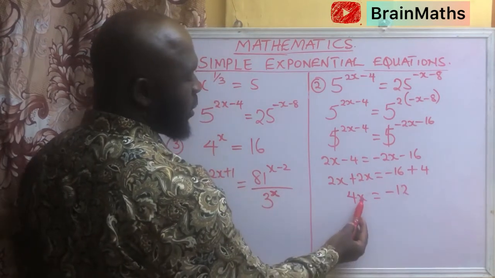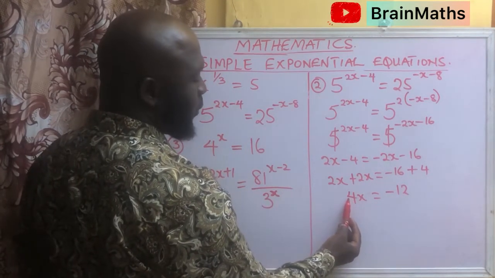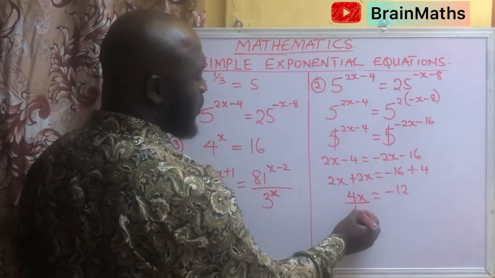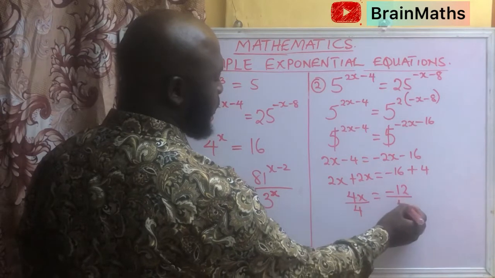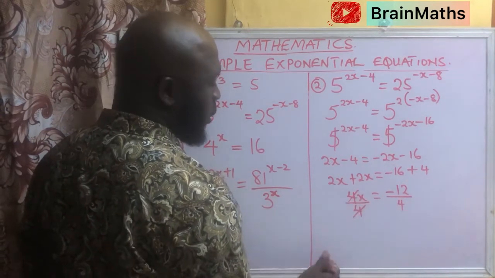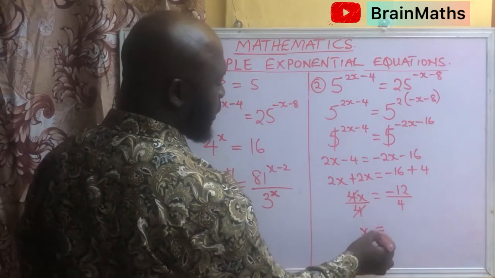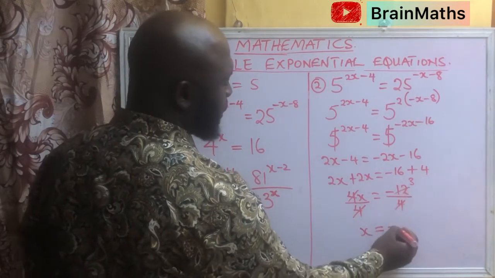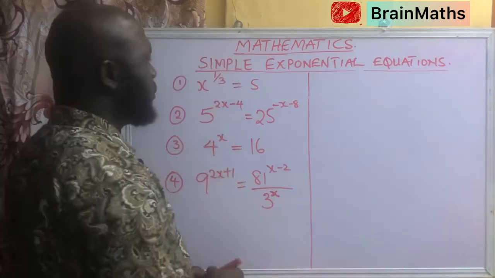So we are trying to eliminate the coefficient of x, which is 4, to get the value of x. So we divide both sides by the coefficient. 4 is gone, and we are left with x equals, how many 4 can we get in 12? 3, and that is minus 3.